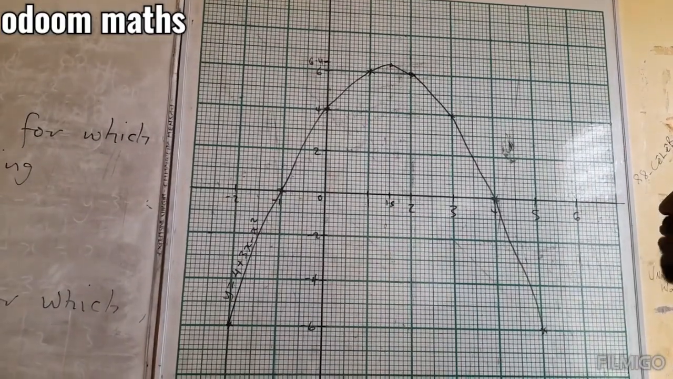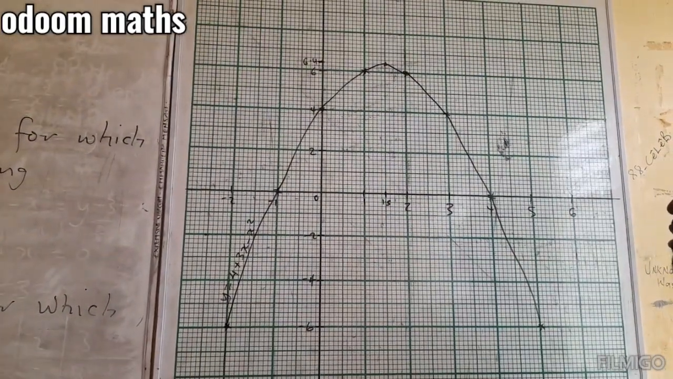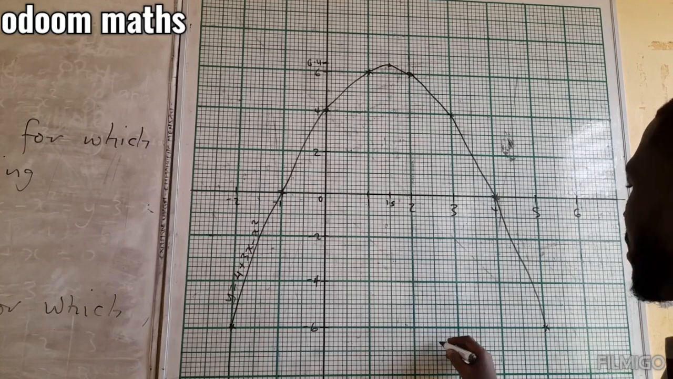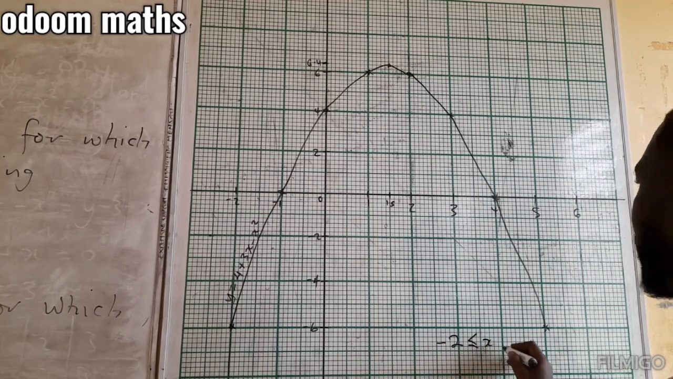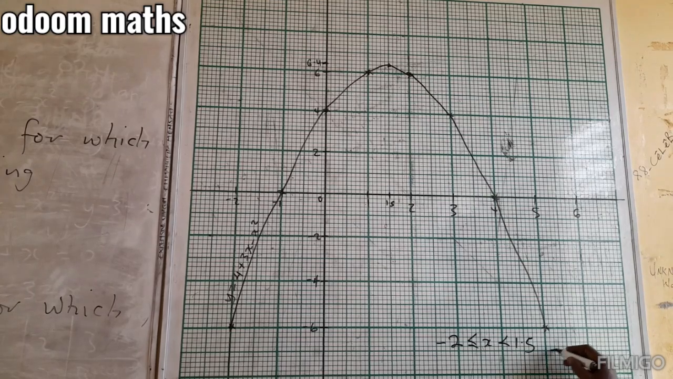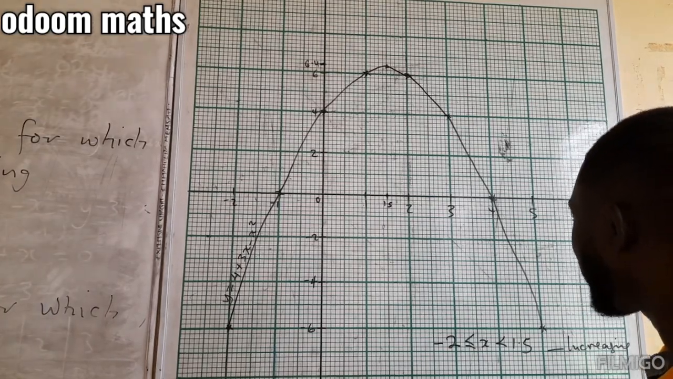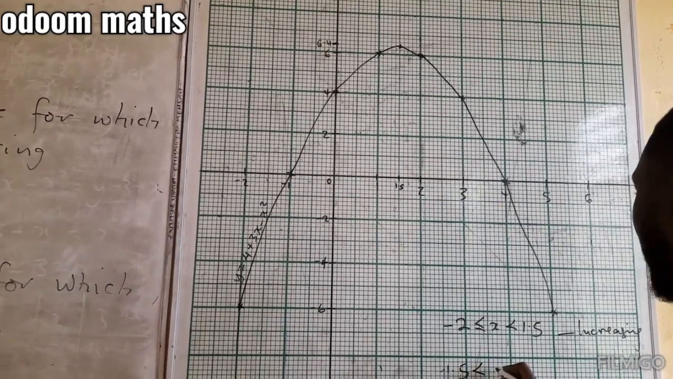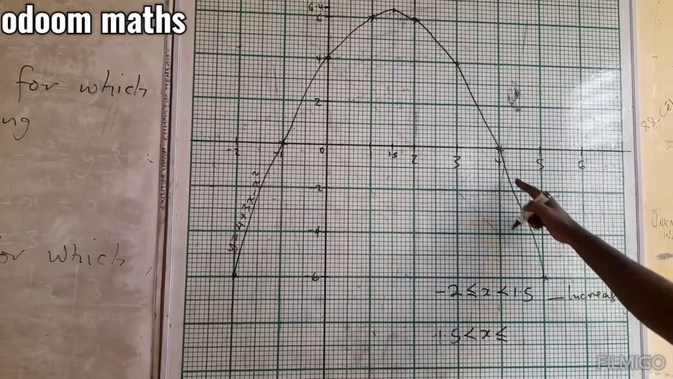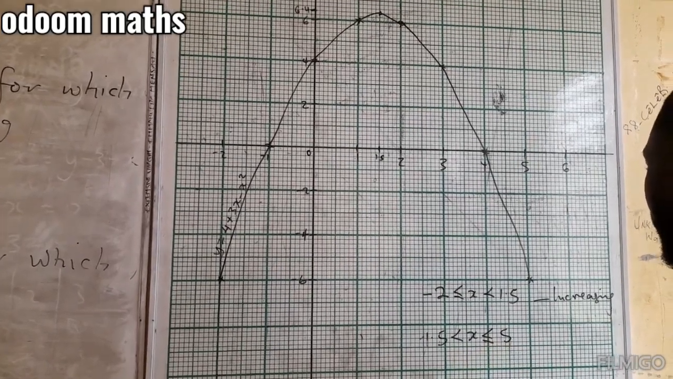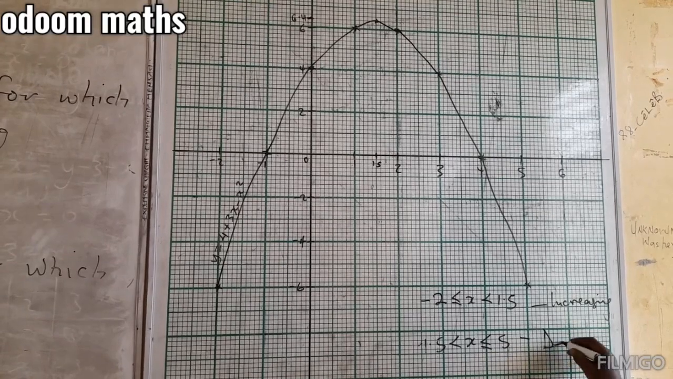So the range of values of x for which y is increasing is going to be -2 less or equal to x less than 1.5. That is increasing. And then decreasing, that is also from 1.5 less than x less or equal to 5. Okay. So this is also decreasing.